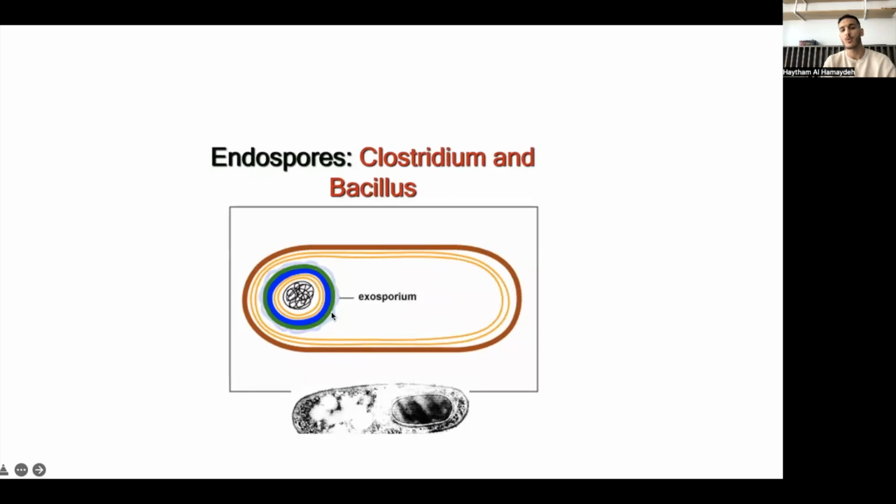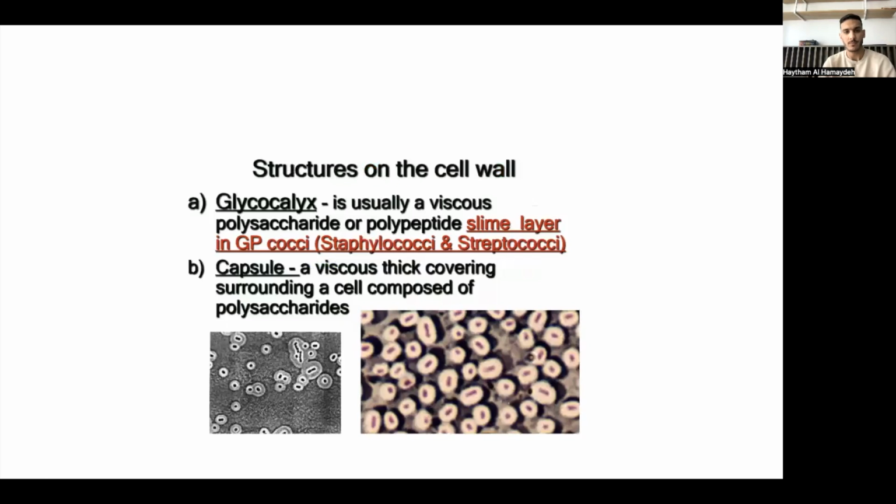And then the endospore would be released when this outer structure gets exposed to the harmful stuff, can't resist, breaks down, and then the spore is released into the environment. It can be dormant for long periods of time.